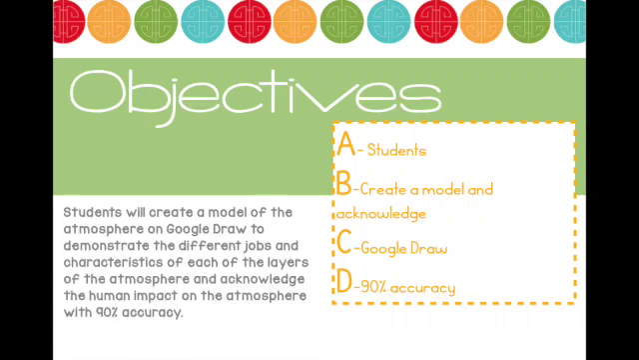My objectives for this lesson. Students will create a model of the atmosphere on Google Draw to demonstrate the different jobs and characteristics of each of the layers of the atmosphere and acknowledge the human impact on the atmosphere with 90% accuracy.